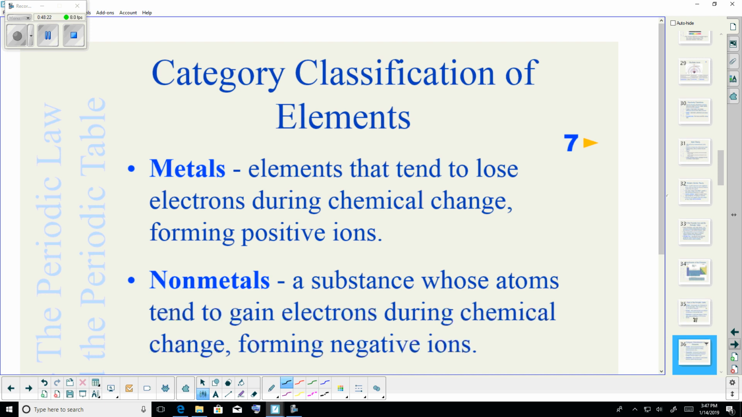Well, it's a nonmetal, yeah. It's a little bit different. Hydrogen really shouldn't be over there, but they put it over there because just one.